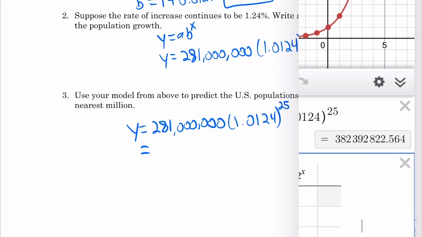Since we're talking about a population of something, that means that these are people. So if it ends in 0.564 people, you're going to round that down, since 0.56 of a person is not a whole person, and with people you only have whole amounts. So we'll copy that number, 382,392,822, and you're not going to round up.